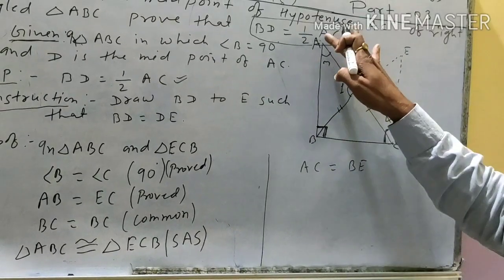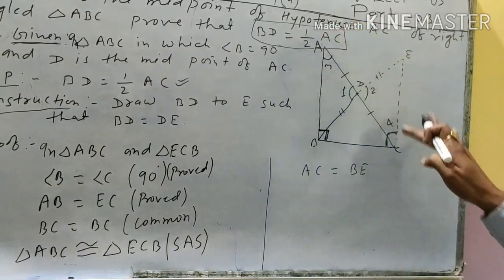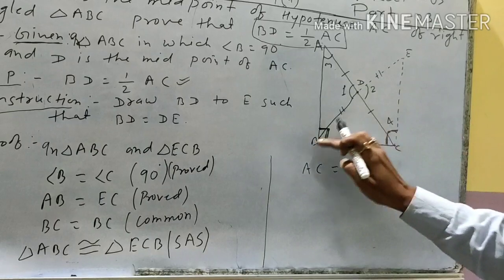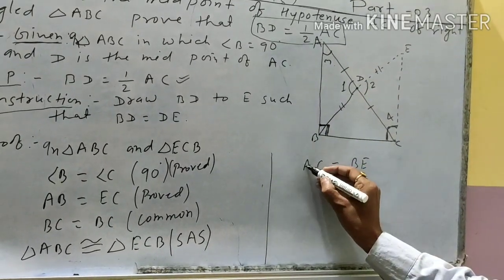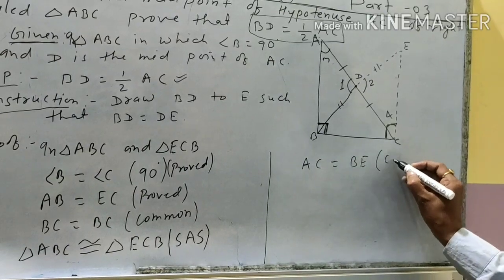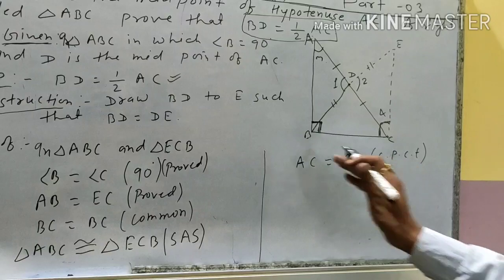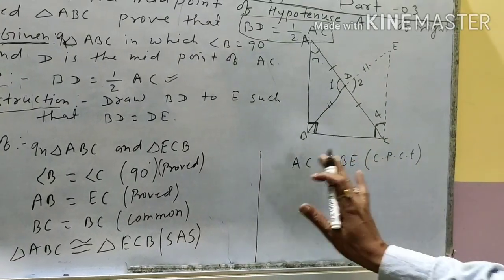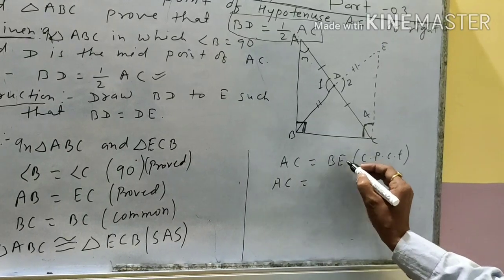AC is equal to, that means in triangle ABC, AC is the side, or in triangle ECB, BE is the side. So we can write AC is equal to BE by CPCT. Only one condition is needed, so we can take only one condition. Okay, AC is equal to BE.